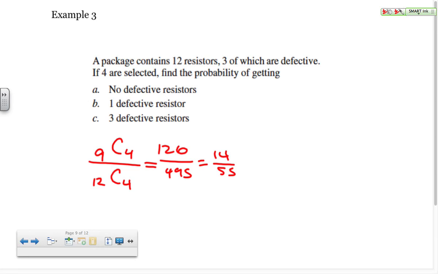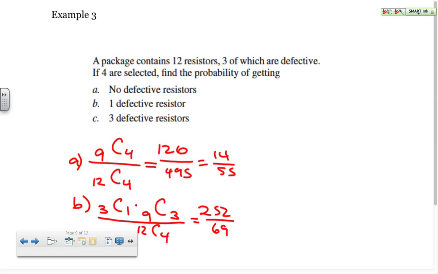Okay, B says 1 defective resistor. So this is probably the hardest one. It means we want 1 defective and 3 that are not defective. That's not written there, but that's what it means. So we're going to have 3 defective, 3C1, times 9 that are not defective, we're going to choose 3 of those, divided by 12C4. When I get that, I get 252 over 495, which is 28 over 55.